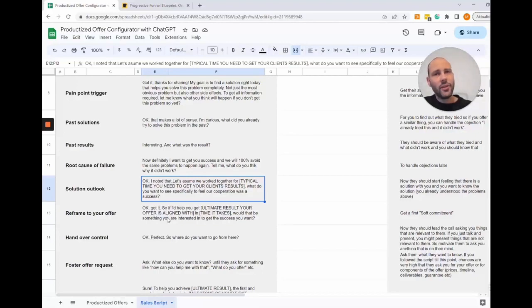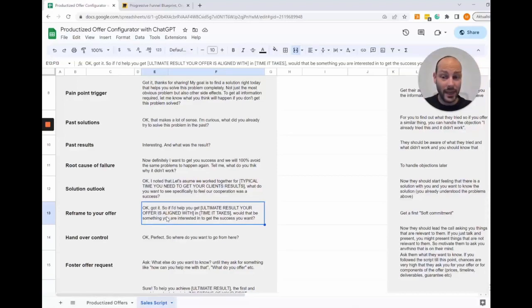They should at least have an idea what they really want to achieve. You also want to know that, because that's an expectation-setting process that is very important to get people in who can be satisfied. The next thing is to reframe it to your offer. Now you want to get a first soft commitment from them. You ask, okay, got it. So if I would help you get the main thing you can help someone achieve, the ultimate solution aligned with your no-brainer offer. Your no-brainer offer always needs to be the start, the first step, and the result is to achieve the first milestone toward the ultimate solution.